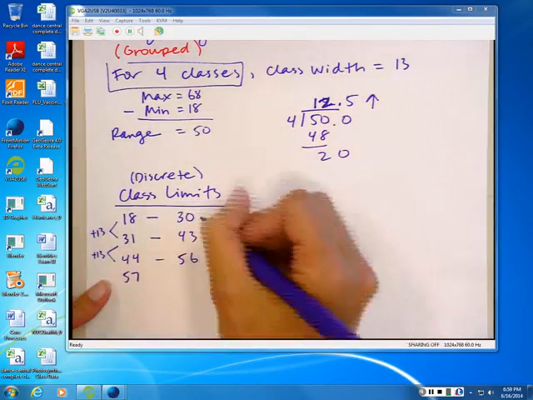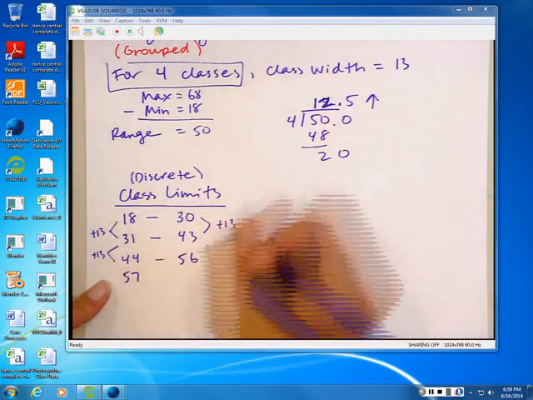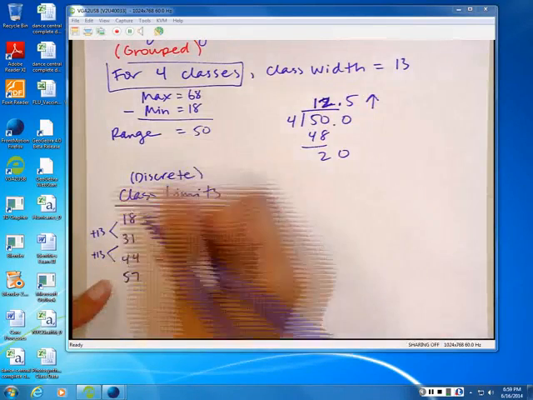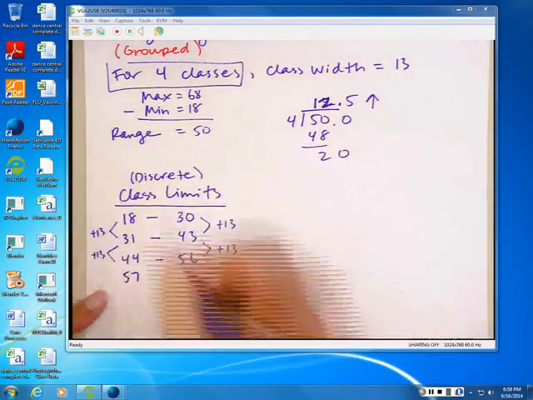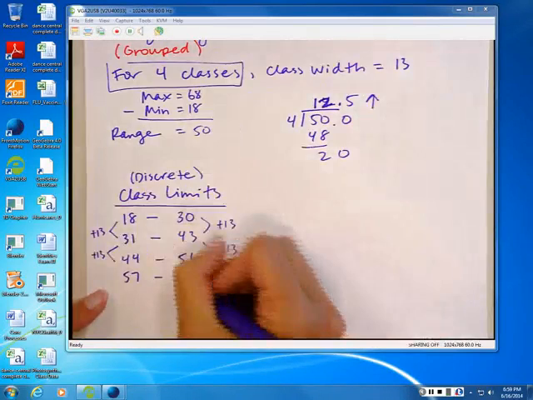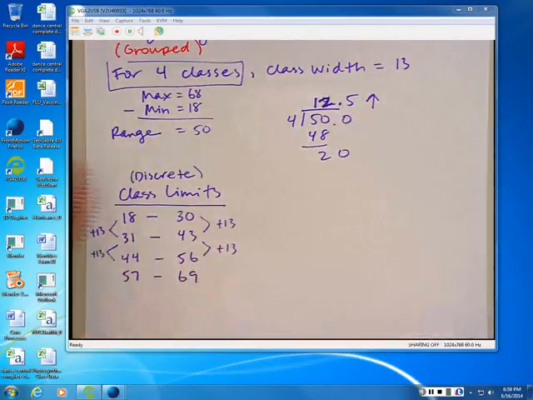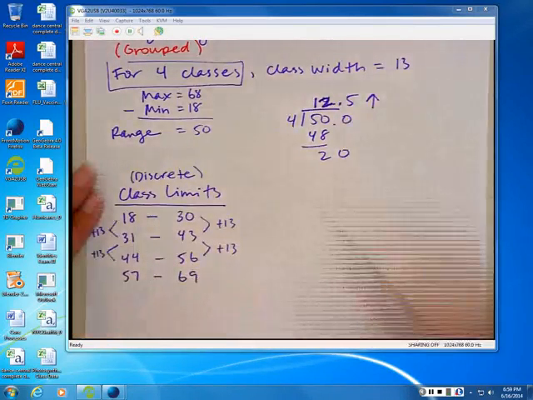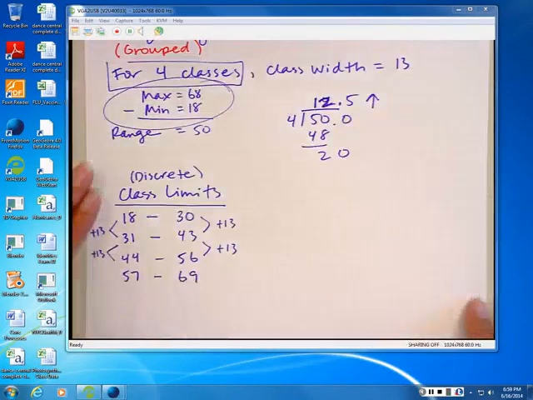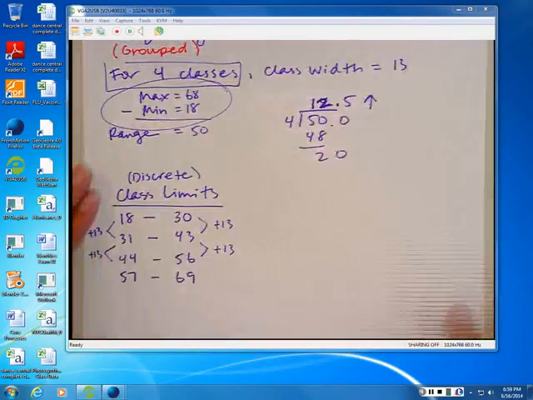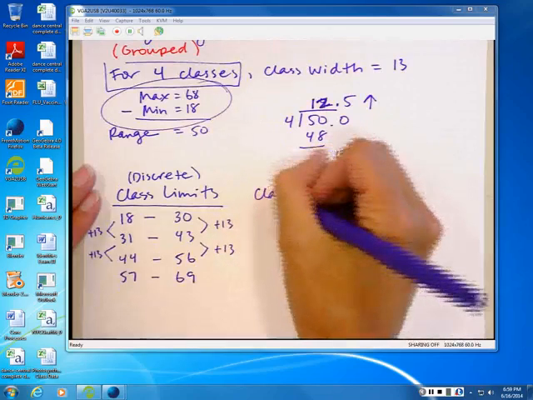Notice that I'm adding 13 over here as well, so I can do either the lower values or the upper values. And so I know then that my last value here is 69, and notice how nicely that includes my maximum and minimum values. So those are my class limits. I'm going to next put together my class boundaries.